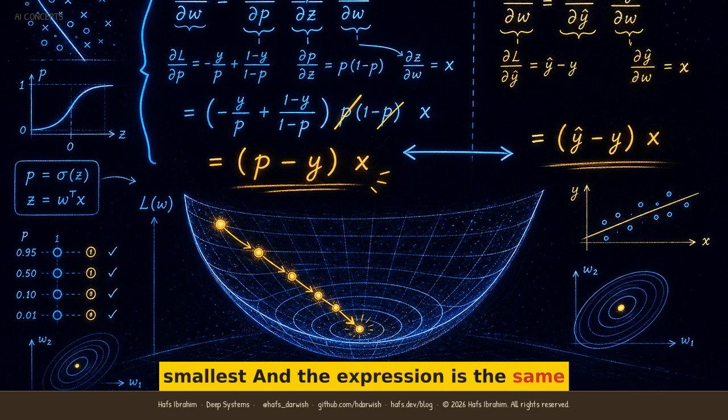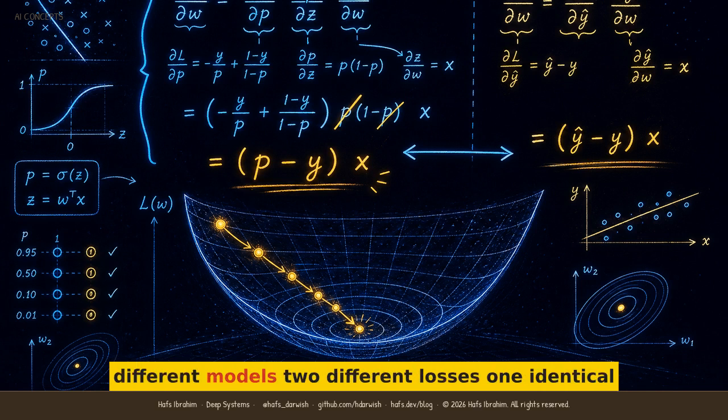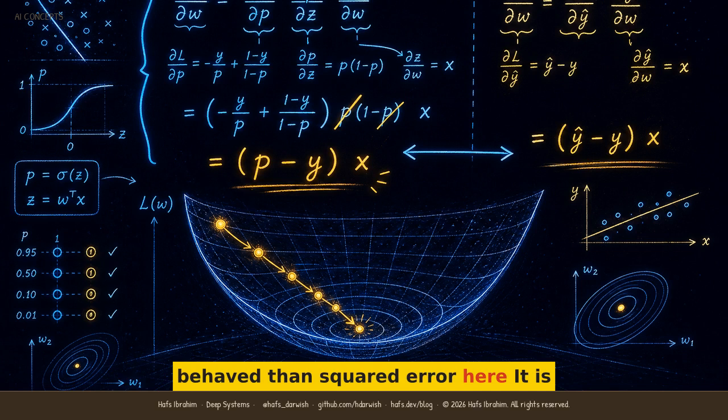And the expression is the same shape as the gradient of linear regression, prediction minus target, times the input. 2 different models, 2 different losses, 1 identical update rule. Cross entropy is not merely better behaved than squared error here. It is the loss that makes the squashing function invisible to the optimizer. The cancellation is not a coincidence, and there is a deeper story underneath it.